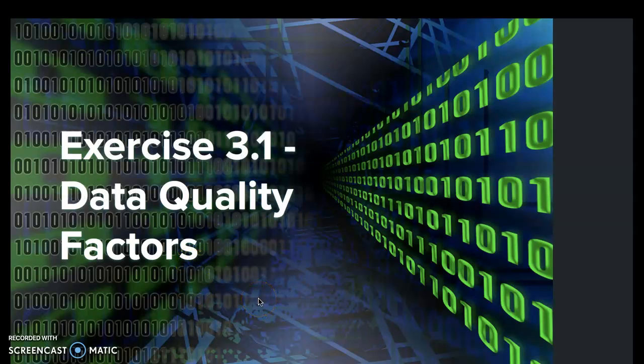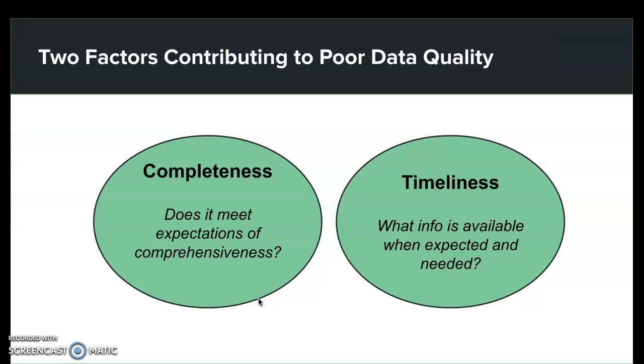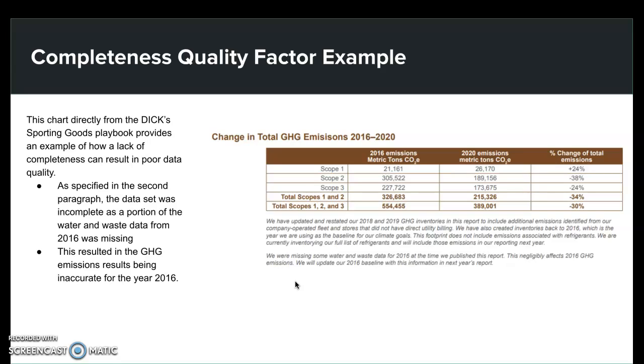And so for the first exercise, we're going to look at data quality factors. The two factors contributing to poor data quality are completeness and timeliness. The questions for each that we need to ask are, for completeness, does it meet expectations of comprehensiveness? And for timeliness, what info is available when expected and needed?